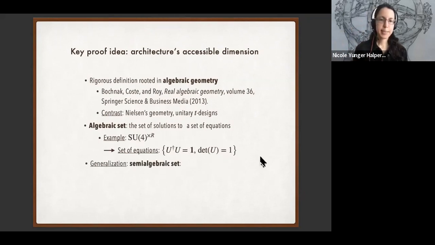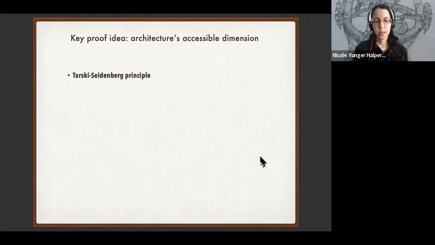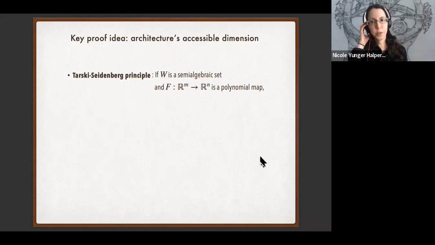Every algebraic set is a semi-algebraic set, which is more general. Suppose that you have a set of equations and inequalities. That set has a set of solutions, which is a semi-algebraic set. The semi-algebraic sets obey the Tarski-Seidenberg principle. Let W denote any semi-algebraic set, and let F denote a polynomial map between real numbers. If you act with the map on the semi-algebraic set, then you get another semi-algebraic set.